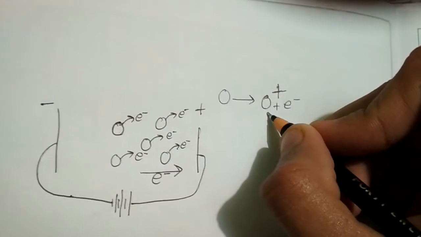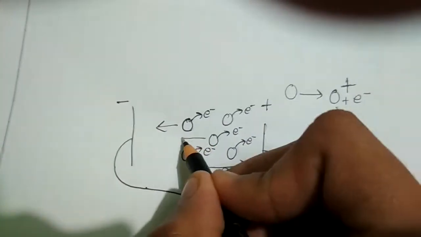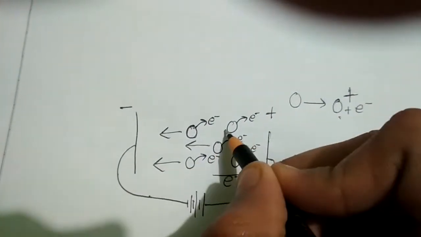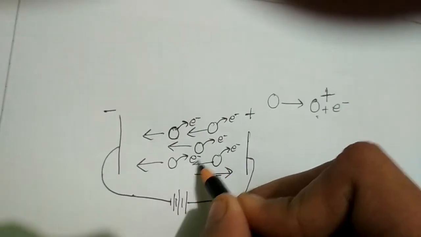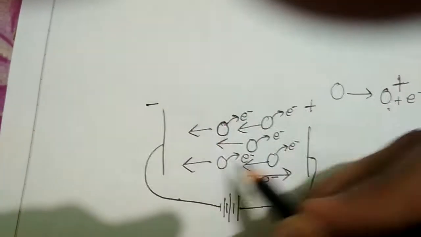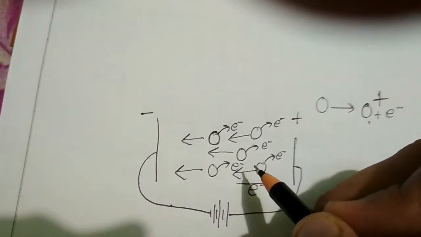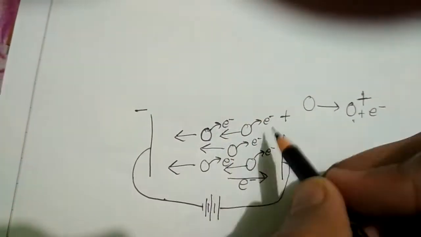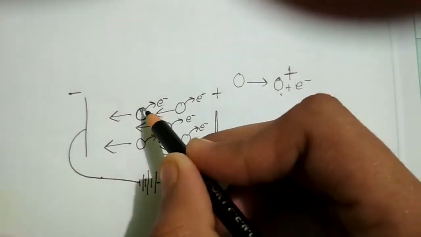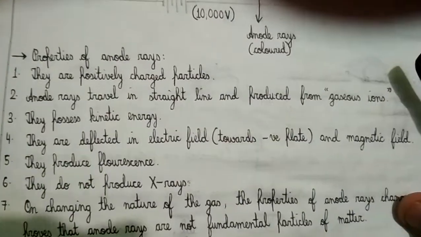They are no longer molecules or atoms, they are now ions, and since they are positively charged, they start moving towards the negative terminal, that is the cathode. That is the reason why I said that anode rays are not produced from the anode, they are produced from gaseous ions. I hope you understand this point.